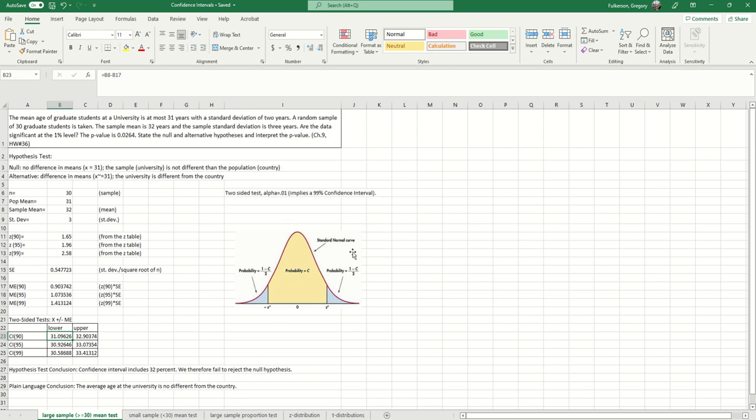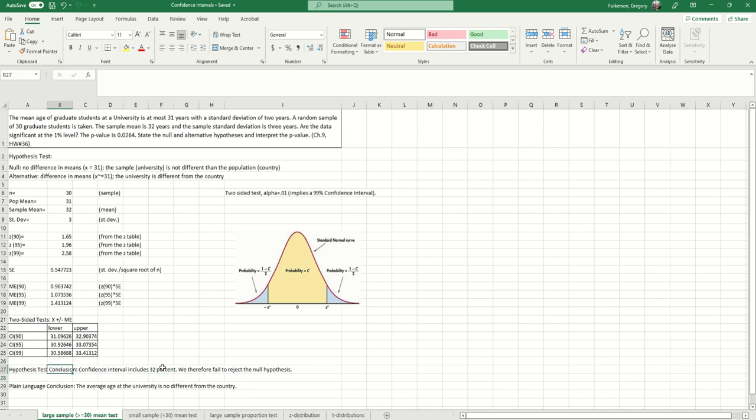And so this graph here is meant to just help conceptualize that. So you can imagine ages here and the confidence interval being wider or narrower based on how confident we want to be, 90%, 95%, or 99%. So the hypothesis test here, confidence intervals include 31.